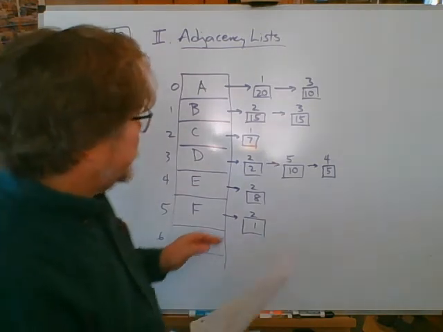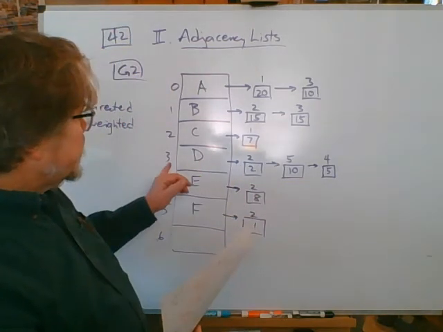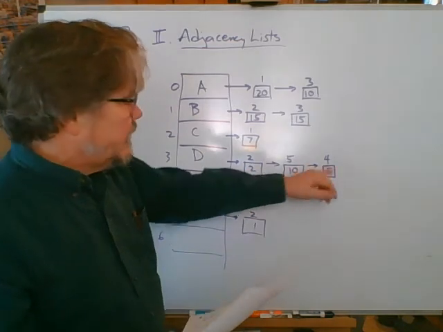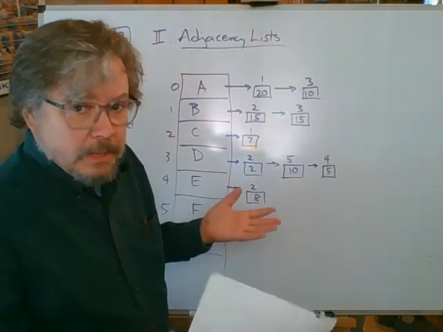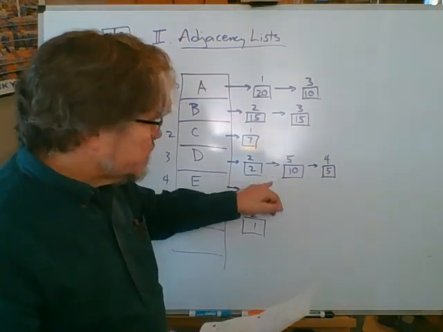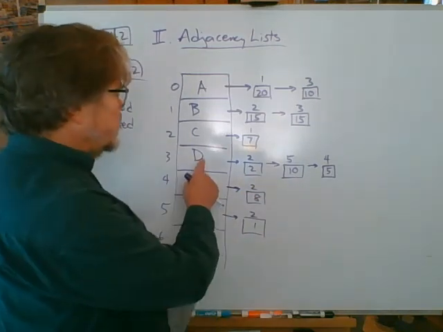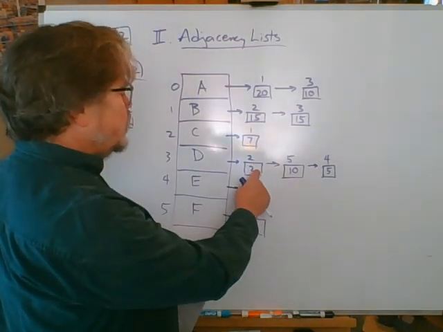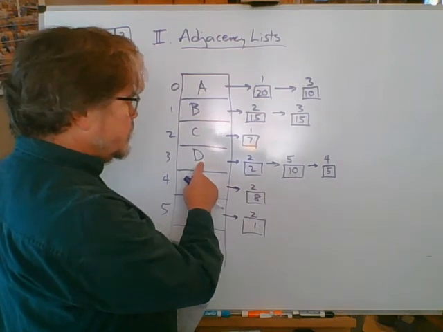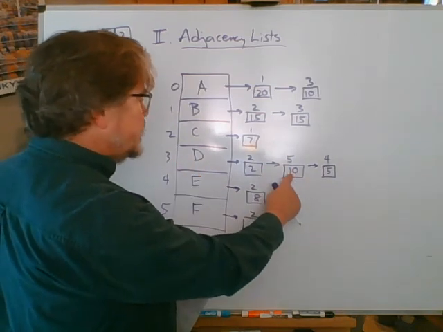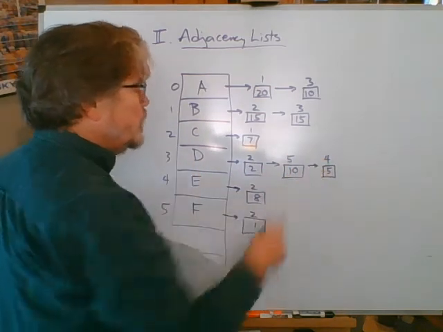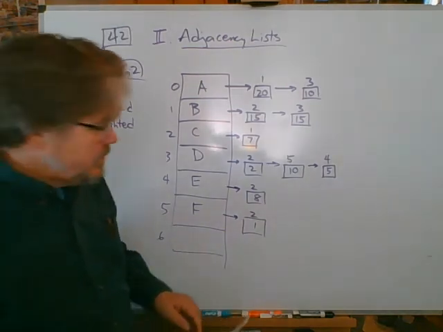Let me browbeat you with it a little bit. This list right here doesn't mean I can go from node 3 to node 2 to node 5 to node 4 in one direct path. Maybe I can, maybe I can't. But that's not what this list tells me. This list tells me I can go from D to 2 with a weight of 2. I can go from D, also known as node 3, to 5 with a weight of 10. I can go from 3 to 4 with a weight of 5. That's the information that's in the graph.